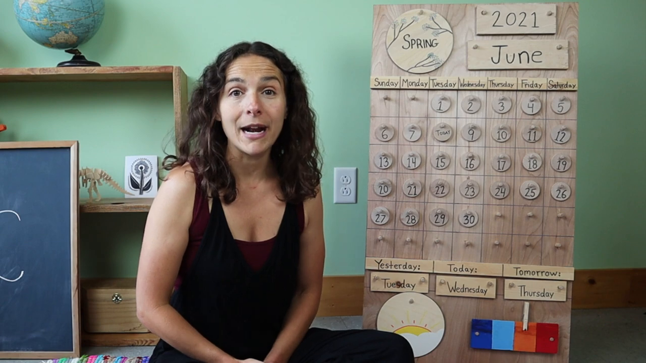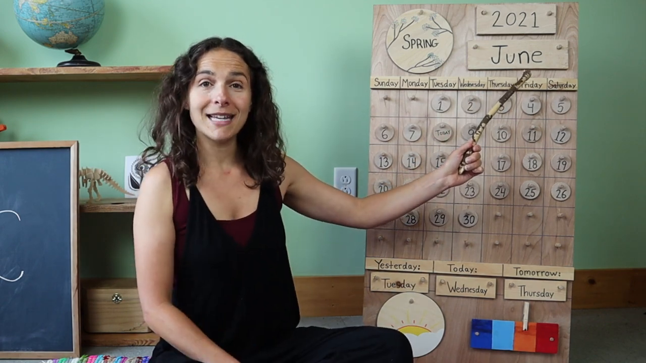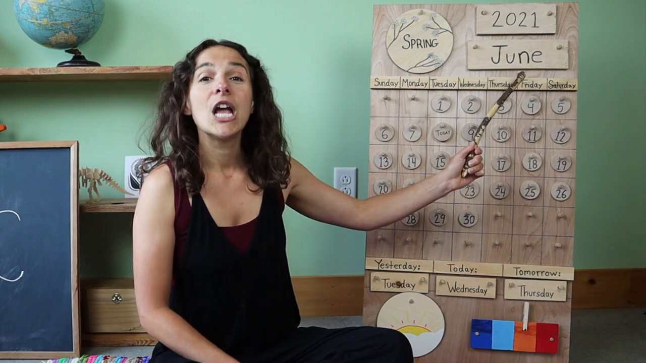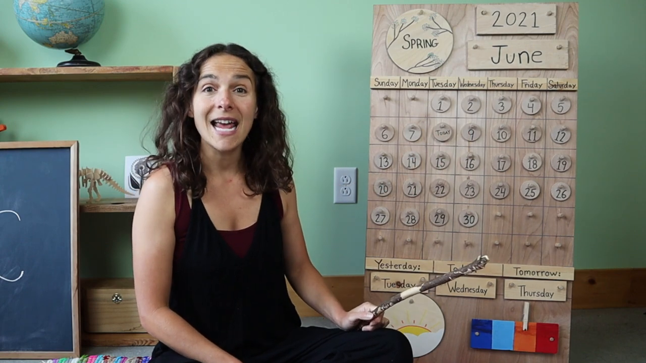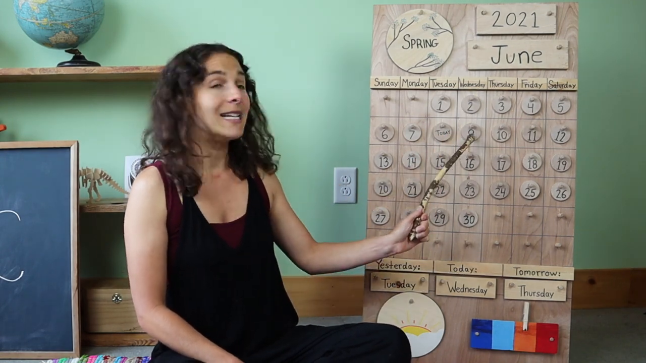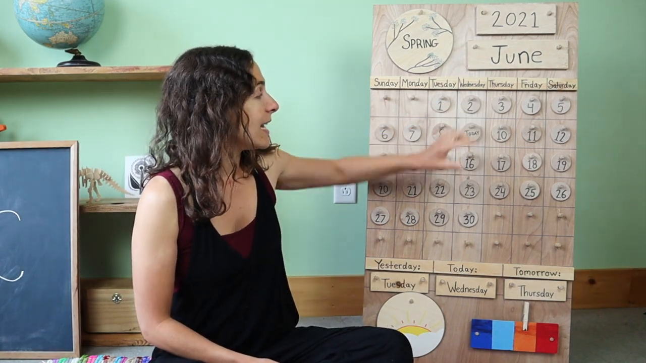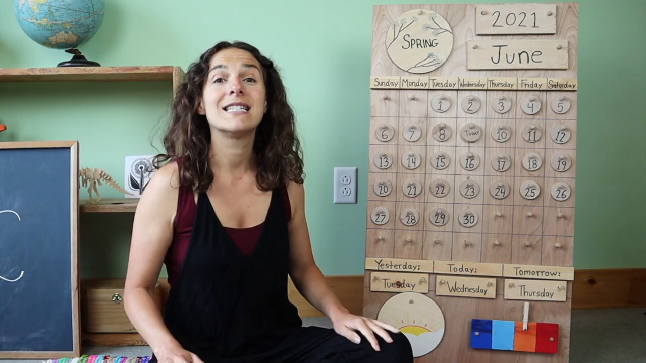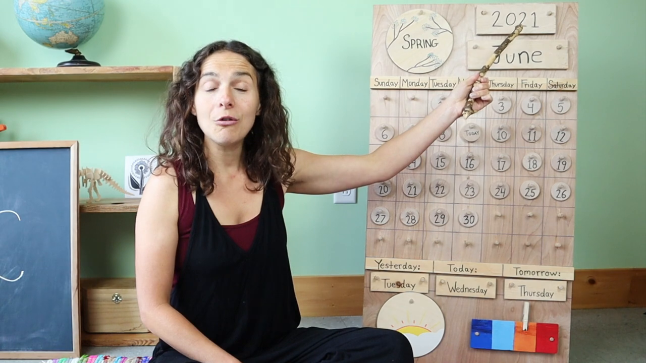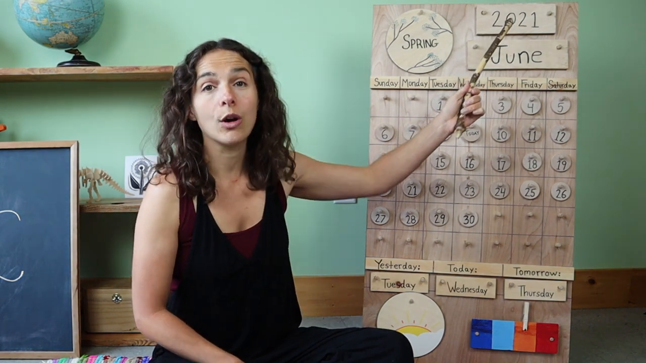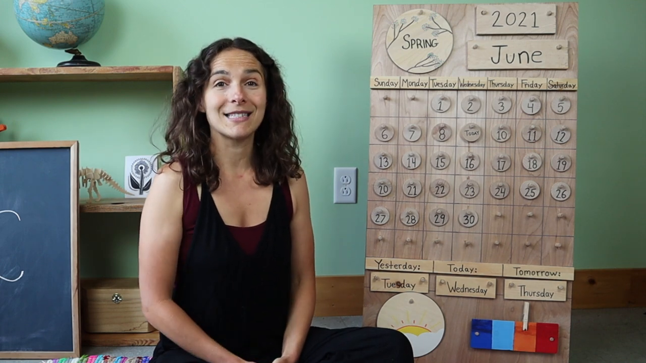Let's start off with the month. The month is right up here. Do you know what the month is? June. That's right. The month is June. Today is June 9th. Let's move the chip over from yesterday. Yesterday was June 8th. Today is June 9th, 2021 or 2021. You can say the date, the year, both ways.